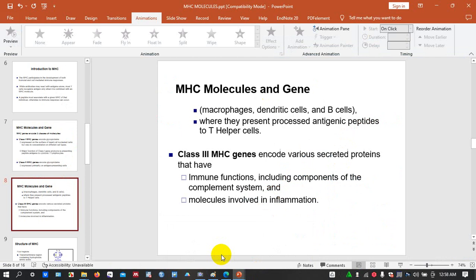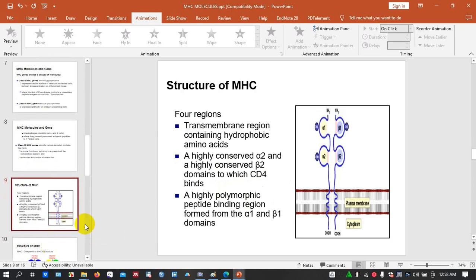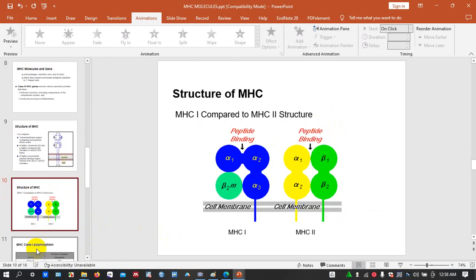Class 3 MHC genes encode various secreted proteins. So like I said, class 3 MHC genes produce what? The complement system, and they are also involved in inflammation. So this is the structure of the major histocompatibility complex.